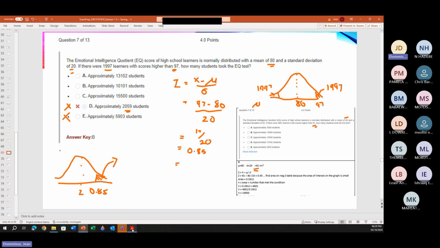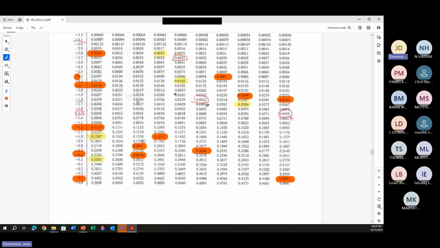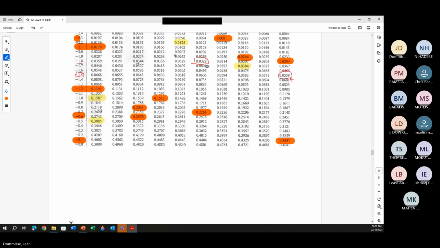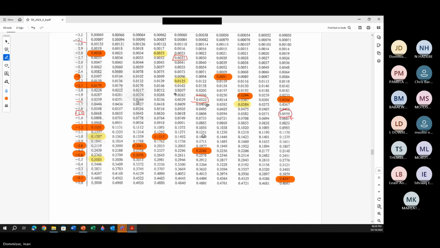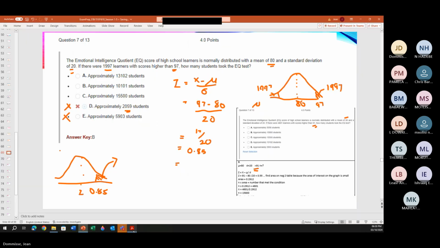So let's look at Z bigger than 0.85. So I will go to the negative one, negative 0.85. Let's just check. 0.1977. 0.1977. Okay, that's scary to look at those numbers.